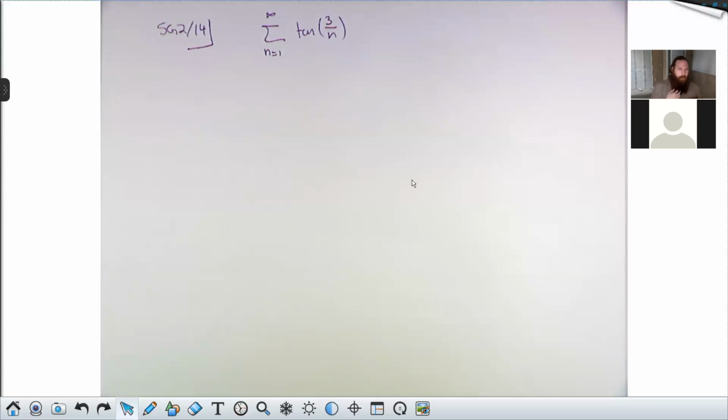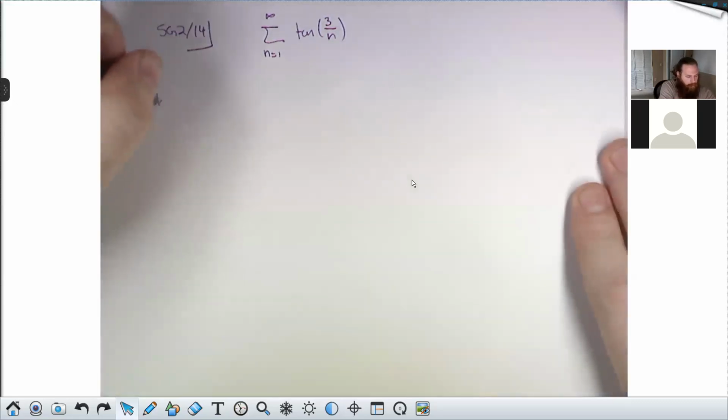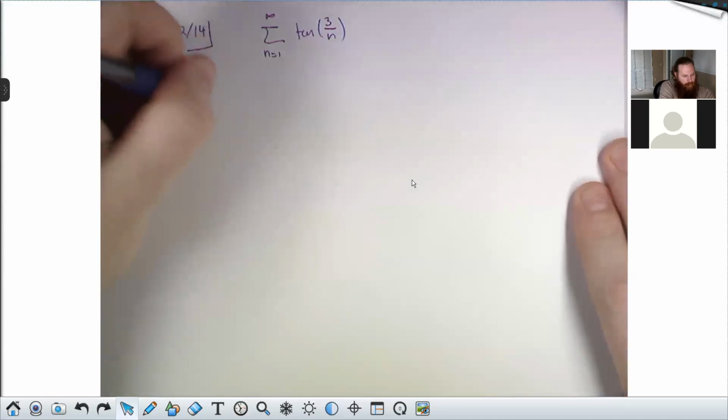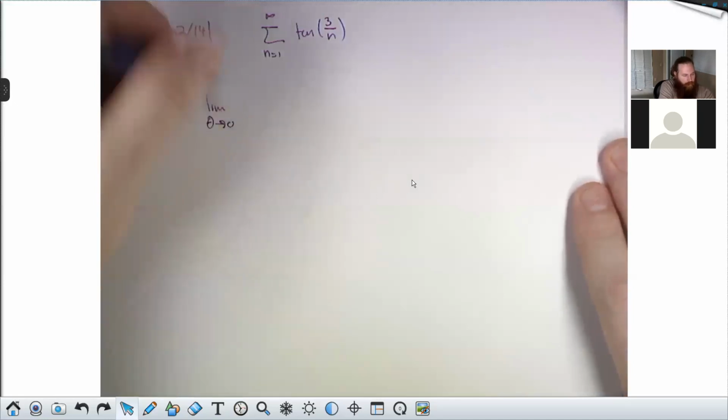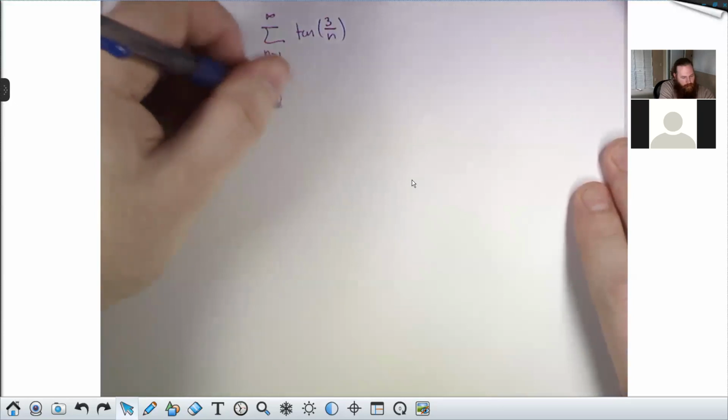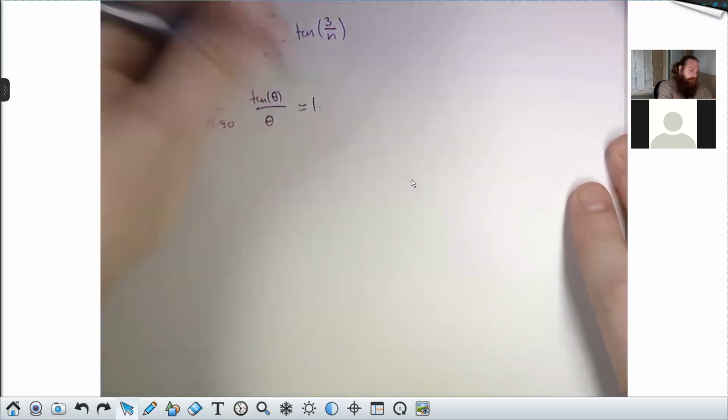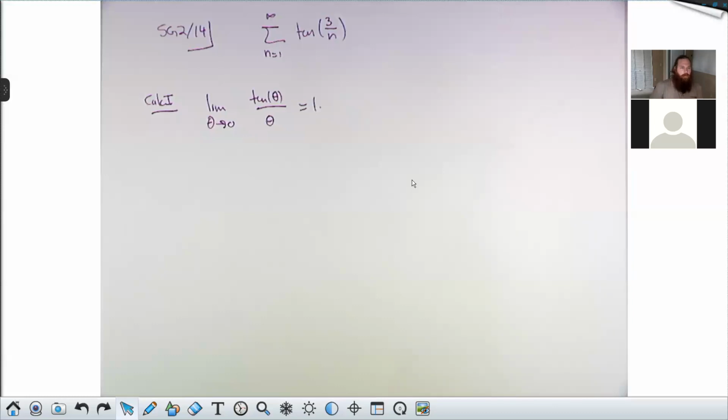But one of your special limits from Calc 1, you learned that the limit as theta goes to 0 of tan theta over theta is 1. Right, just like sine x over x. No, it's actually not smaller than 3 over n. The tangent function can be well approximated by its inside near 0, but it's not strictly smaller than. Tangent is actually a little bit larger than.